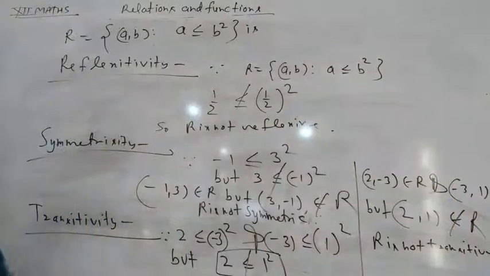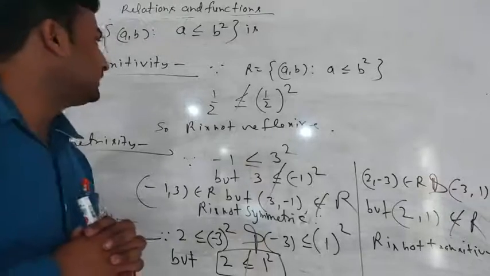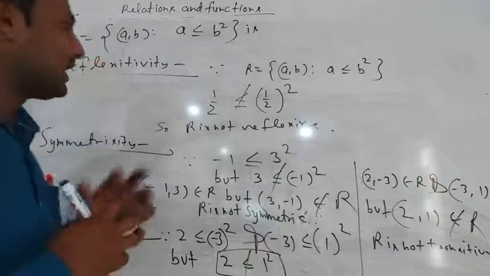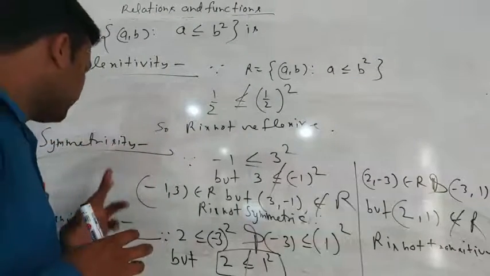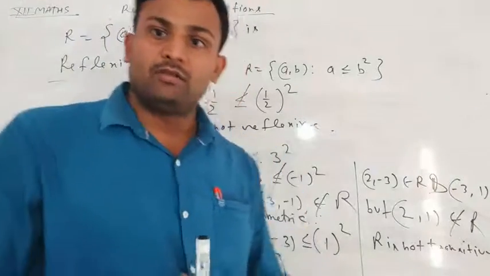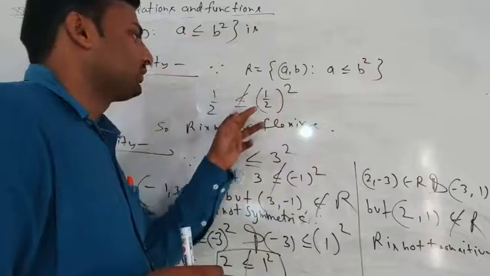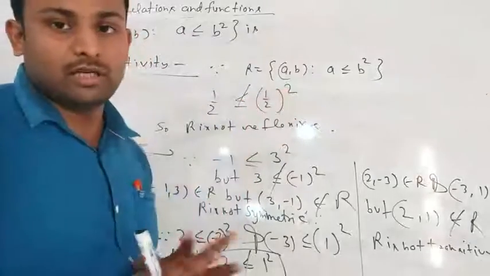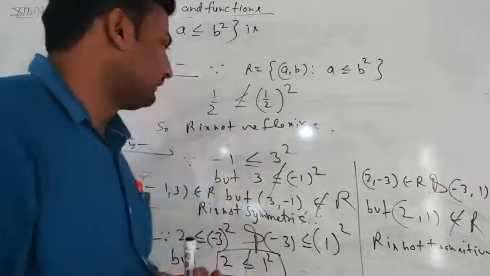Okay, I hope you understand, students. In this question we have to prove that the given R on the set of real numbers is neither reflexive nor symmetric nor transitive. So students, for proving neither, we take examples. We take 1/2, which cannot be less than (1/2) squared, that is 1/4. So students, our R is not reflexive.